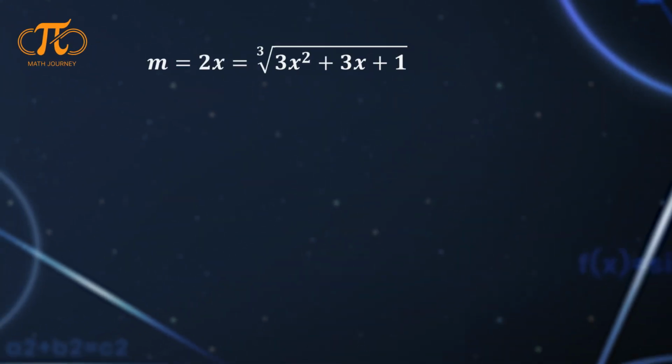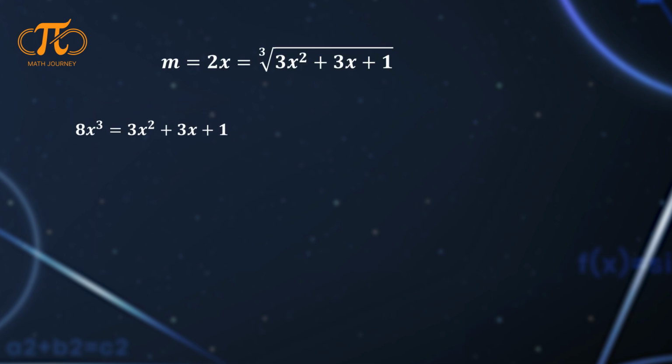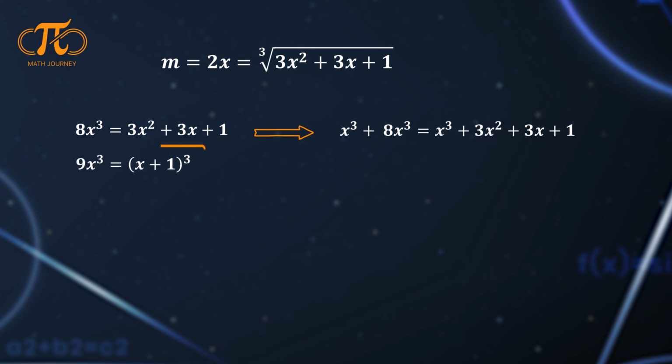Now by substituting m back into the original equation, we get 2x equals the cube root of 3x squared plus 3x plus 1. Let's cube both sides. 8x cubed equals 3x squared plus 3x plus 1. To have a simpler equation, we can add x cubed to both sides. Then, by recognizing this as a cubic polynomial, we can rewrite it as 9x cubed equals x plus 1 cubed.